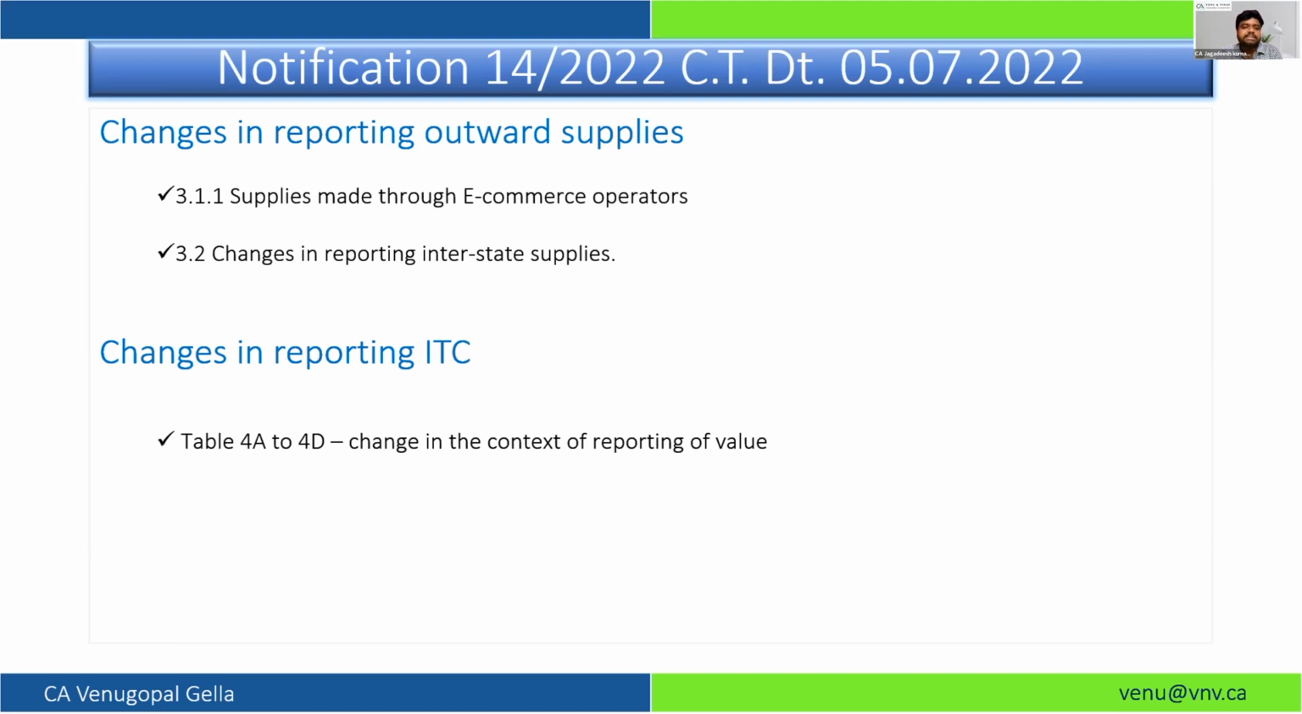Coming to the outward supplies, there are not many changes. Only one thing is that they have inserted a new table called 3.1.1, which is after table 3.1. We'll see what table 3.1.1 is in due course. After that, table 3.2 already exists in the current GSTR 3B, but what they are asking is to furnish the details with the correct place of supply. We will also discuss in detail what 3.2 is and what they have said in the circular.